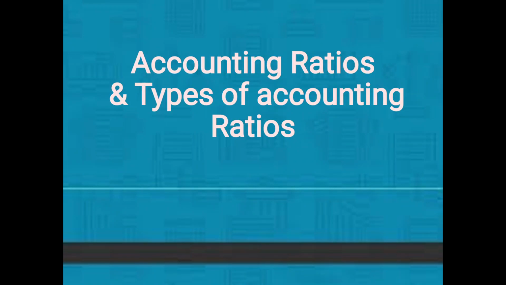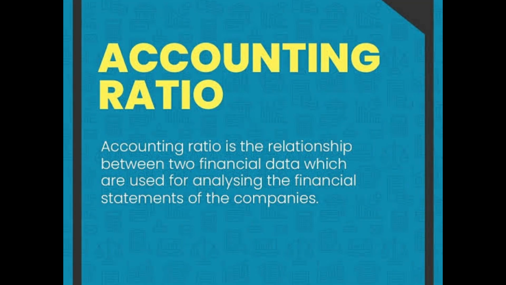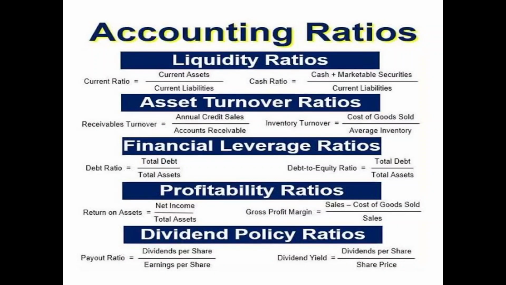Let us see what are accounting ratios and types of accounting ratios. Accounting ratio is the relationship between two financial data which are used for analyzing the financial statements of the companies. Accounting ratio is nothing but comparing two financial data to analyze the ratio between them, to know the financial statement of the company.